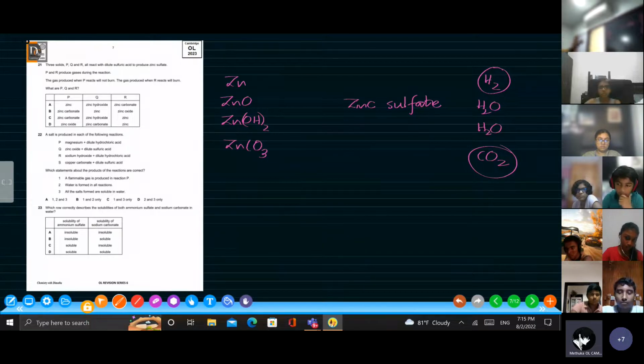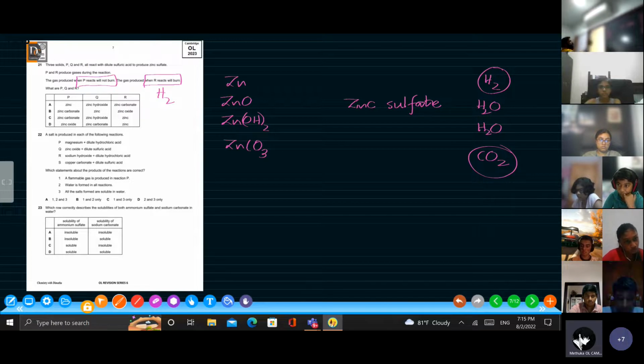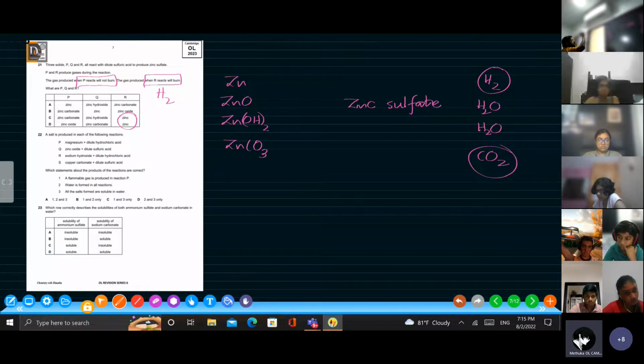So P and R produce gases and Q doesn't, right? The gas produced in P, when it reacts, will not burn. The gas produced in R, when it reacts, will burn. So R is hydrogen. R is giving hydrogen because it pops, right? It reacts and burns, right? Therefore, R is zinc and P is carbonate. Therefore, the answer is C.